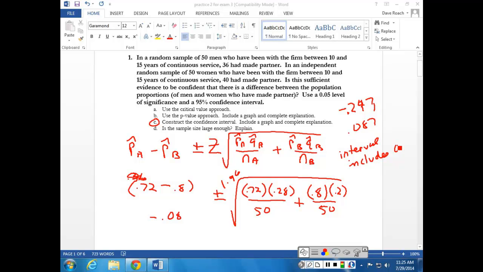We failed to reject H0, whether it was critical value. Remember, H0 was pA equal to pB, or that the difference is 0. We failed to reject that. And also, we can look at the interval that includes 0. Well, if we failed to reject it, that's why. We couldn't reject this possibility that they were the same.